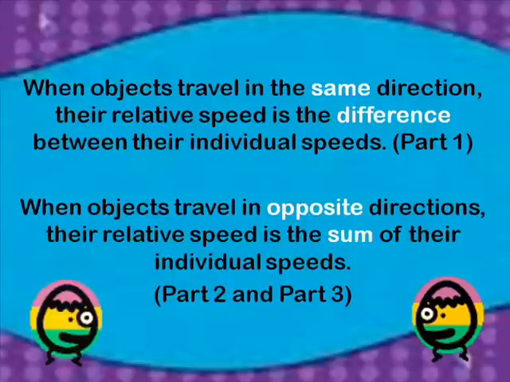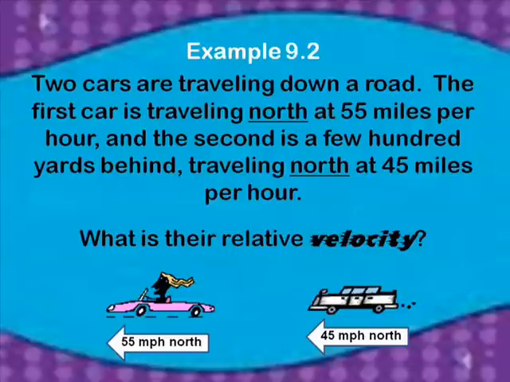In part 3, however, the objects were traveling in opposite directions because they were on opposite slides or opposite ramps. Therefore, their relative speed was the sum, adding together the two. 0.25 meters per second plus 0.25 meters per second gave us the 0.5 meters per second for their relative speed. So let's put that concept, that conclusion, into practice here with an example.